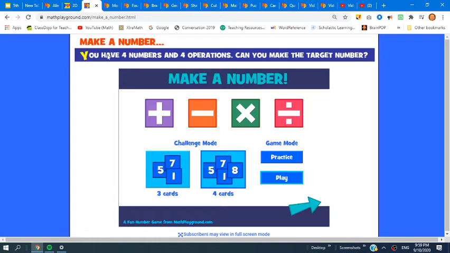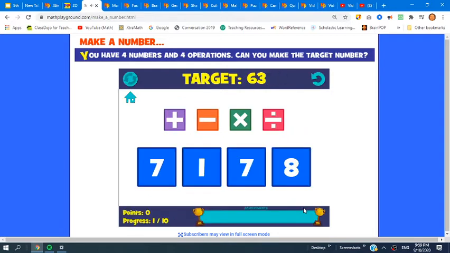Here's another one. You have to make a number. You have 4 numbers and 4 operations. Can you make the target number? So let's play. Check this out. Okay, so the target number is 63. What do we need to do? Well, we need to use addition, subtraction, multiplication, and division to try to figure this problem out.